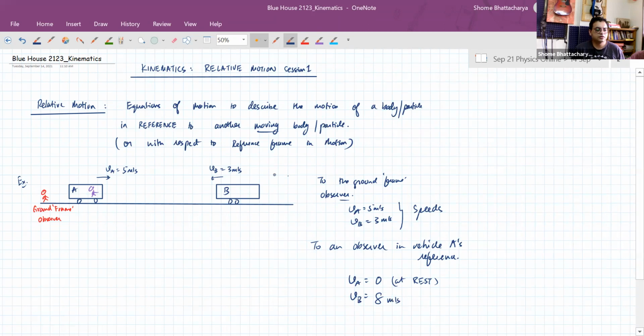So this is an example of speed in a relative frame for a moving observer. Okay, so just note down this example, then we'll develop the formal equations for this.